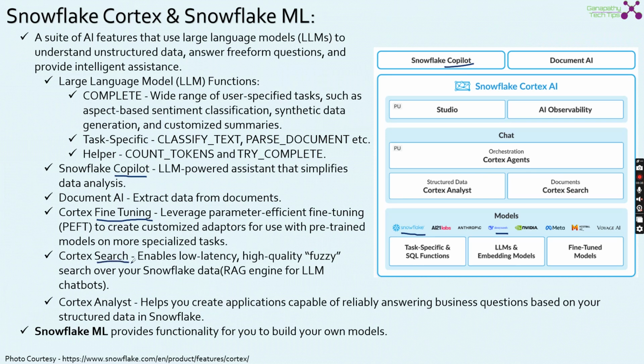And then comes the Cortex search. Search is similar to Google search or that kind of search. Nowadays even in Google they are generating the Gemini responses there. So it is a simple low latency high quality fuzzy matching over the data which is stored in Snowflake.